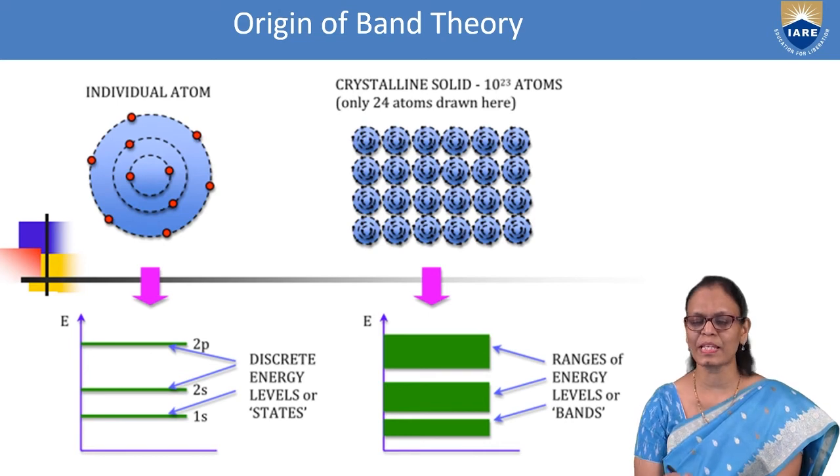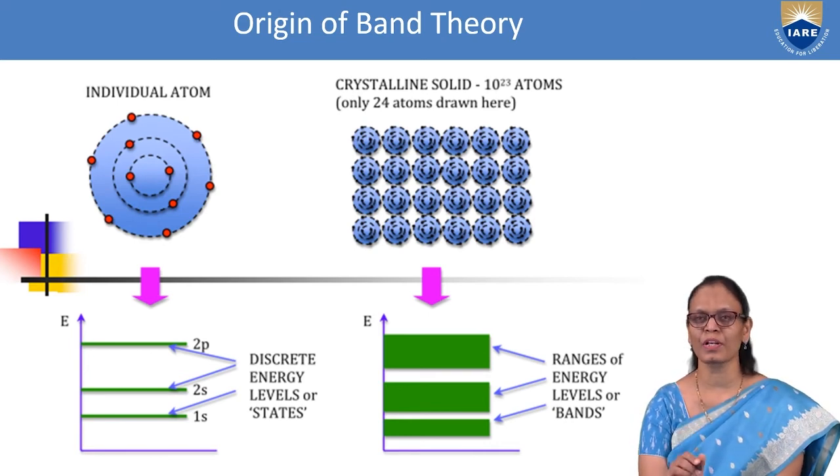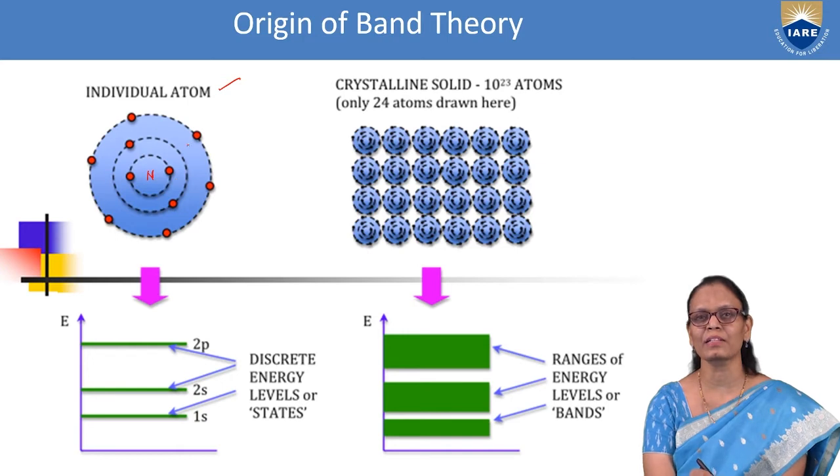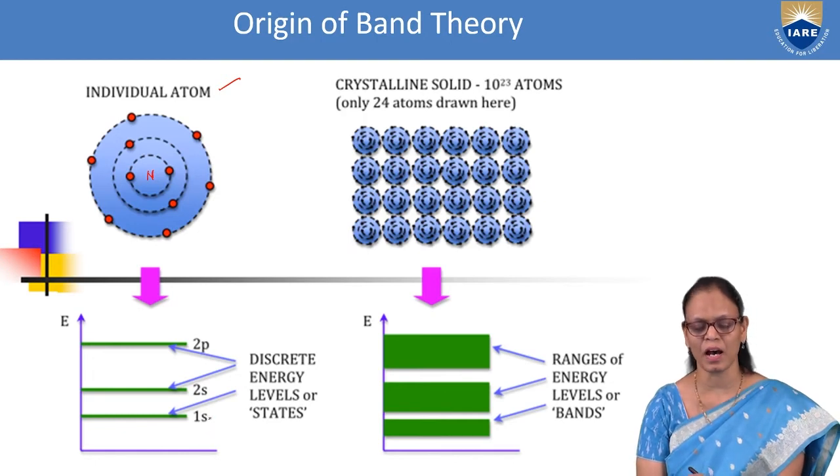Now, whatever we have seen till now, I have just put it in a single slide. So, if I am talking about an individual atom, you have the nucleus at the center and electrons revolving around in fixed orbits. And their energy levels are represented by sharp, discrete energy levels. So, I can represent the energy levels of the first orbit, then 2s, 2p and so on. These are the energy levels.